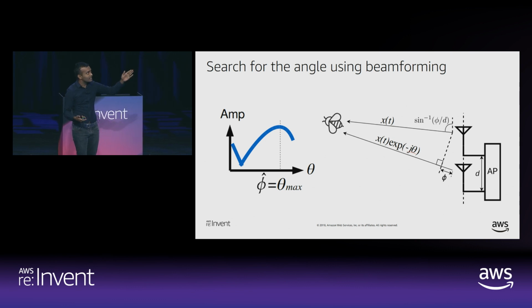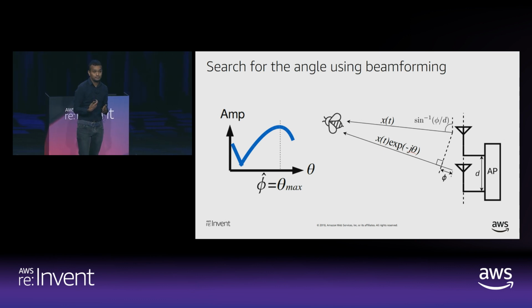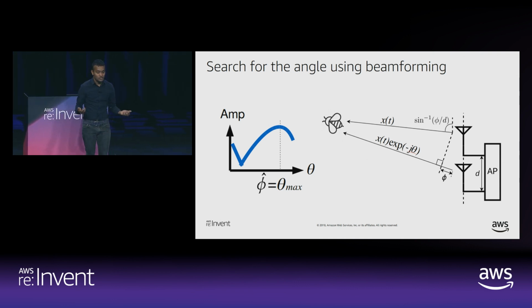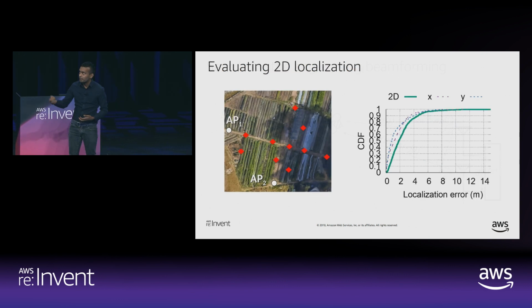So by scanning it and looking at the amplitude corresponding to the maximum amplitude, we know exactly what the phase of the bee is corresponding to the actual access point. So by combining the angular information and the distance information, we get 2D location, which is what we actually evaluated. We deployed it in a farm.